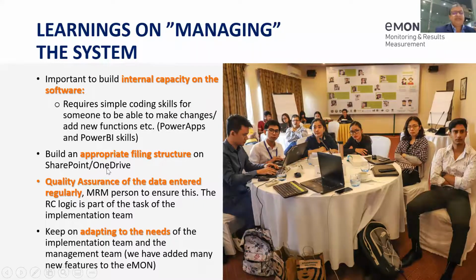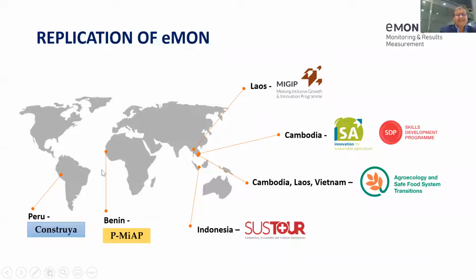Quickly, just the last 2 slides I have. We have also replicated this within Swisscontact primarily, except one project outside. In Laos, we had the big sister project, and we're using the e-MON system. In Cambodia, even in a skills project, we're using it, in the skills development program. In Cambodia, Laos, Vietnam, this is outside Swisscontact. Swisscontact is part of the agroecology and safe food transition asset project. Again, that is where we don't use it to look at system changes.